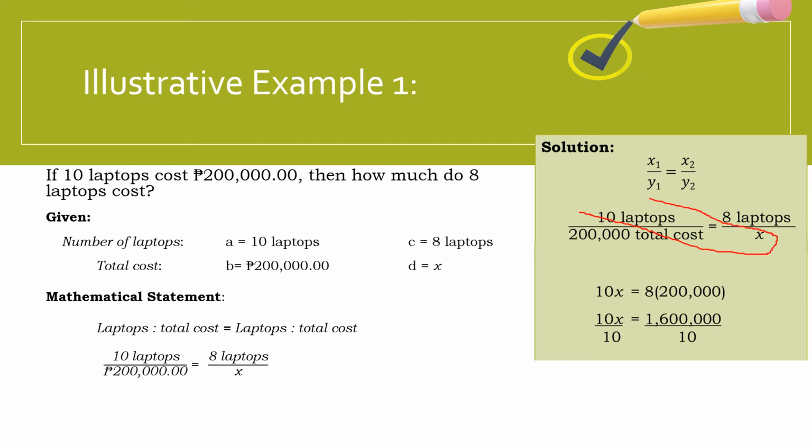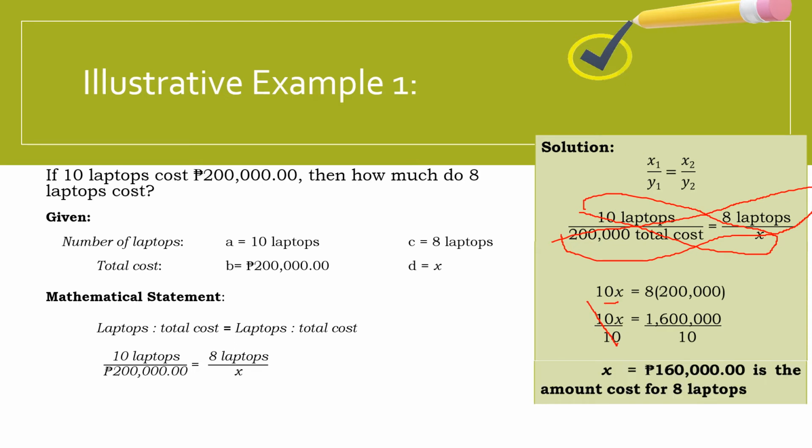10 laptops times x is equal to 10x, and 200,000 pesos total cost times 8 laptops. Okay, so for us to solve for x, because we have to solve for the unknown now, we will divide both sides by 10. And we will draw a conclusion. So since x is equal to 160,000 pesos, 160,000 pesos is the amount cost for 8 laptops. Or we can do this.